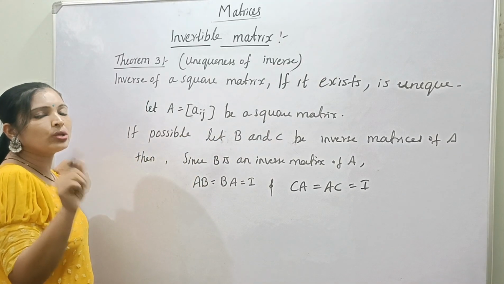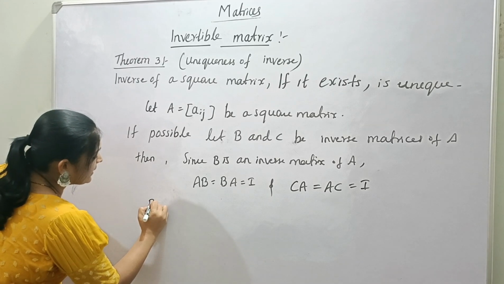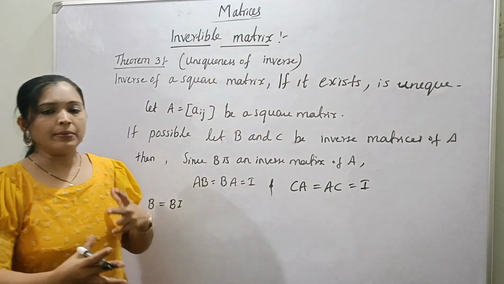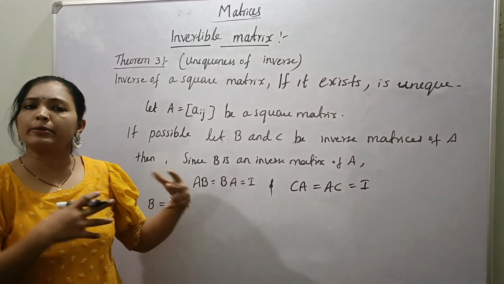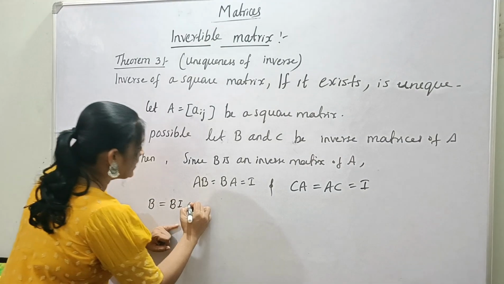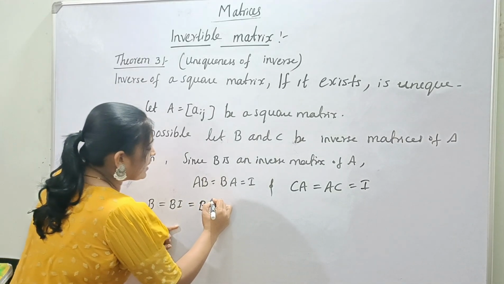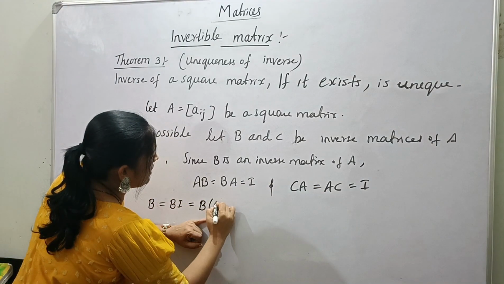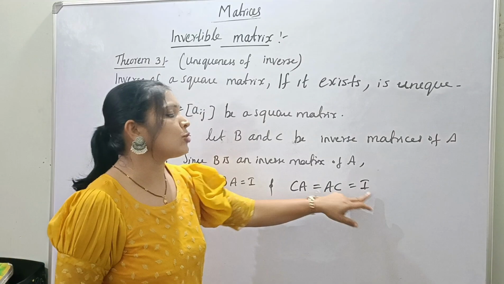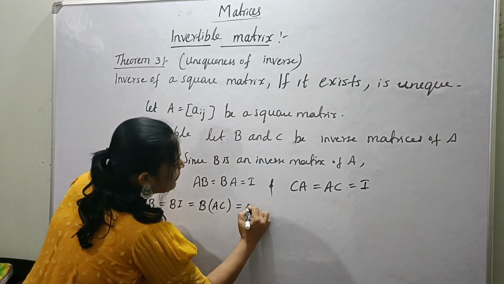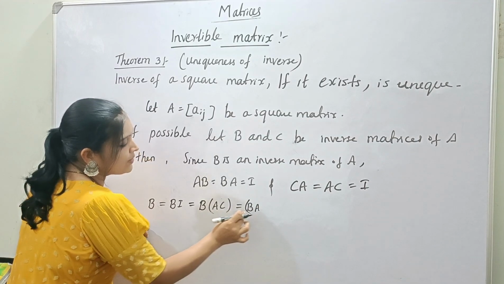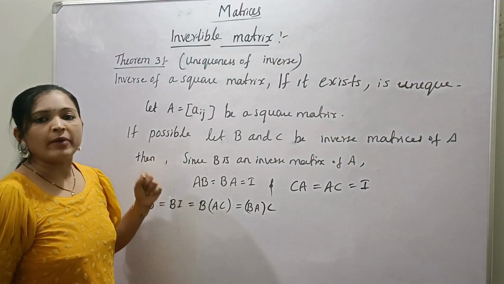For the uniqueness, we have to show there is only one inverse matrix. Okay, so for that let us take B and write it as B into I. What is I? An identity matrix, okay? Any square matrix multiplied with an identity matrix gives that matrix itself, right? So B can be written as B into I. That is equal to B into AC, because we know that AC is equal to I. Now, by the properties of multiplication of matrices, we can write B into AC is equal to BA into C.